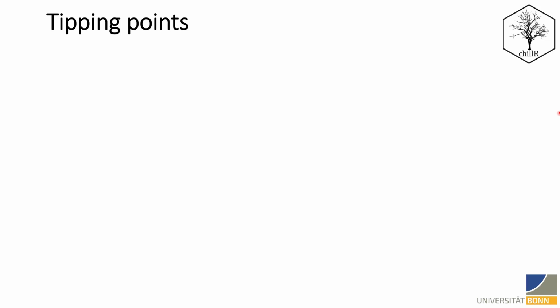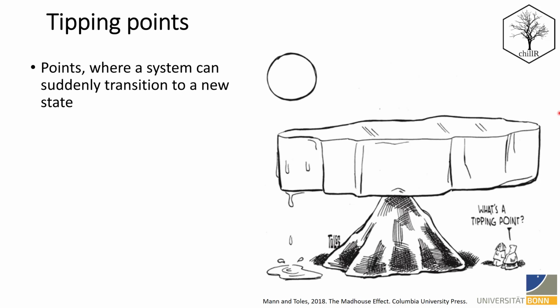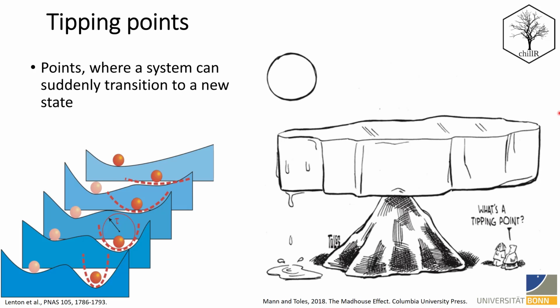And one thing is possibly not even represented in many of these models. And that is the so-called tipping points of climate. Now, what's a tipping point? That's a question that this guy here is also asking. A tipping point is a point where some small change happens and then all of a sudden something big happens. And that doesn't go away anymore. It's basically a point where a system can suddenly transition to a new state.